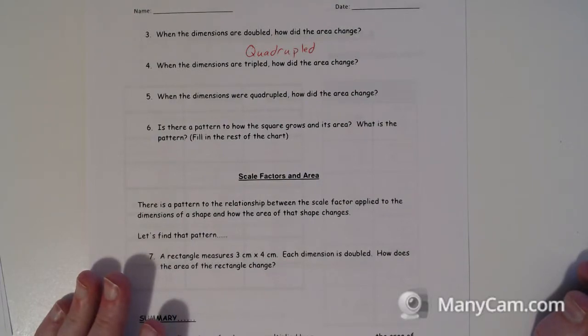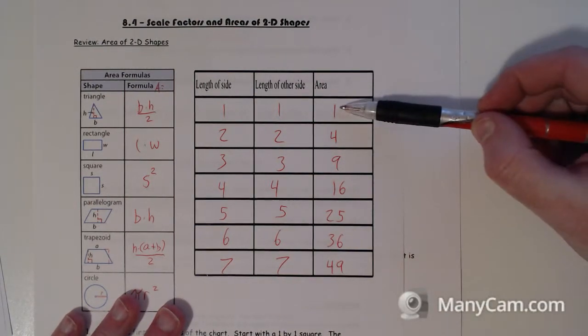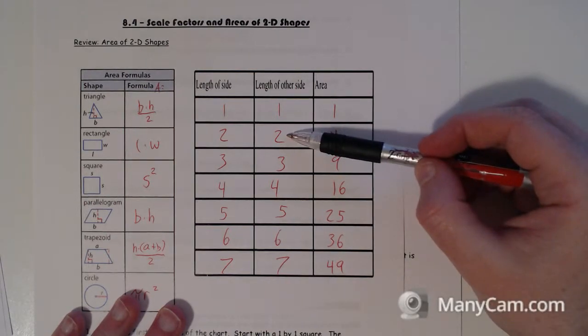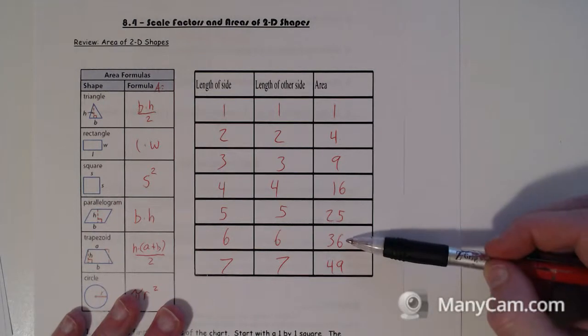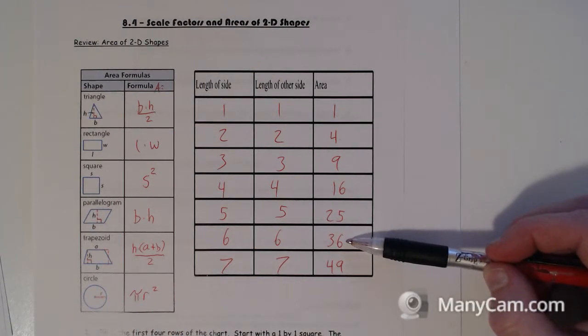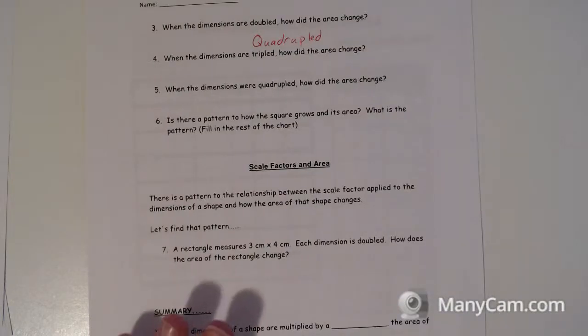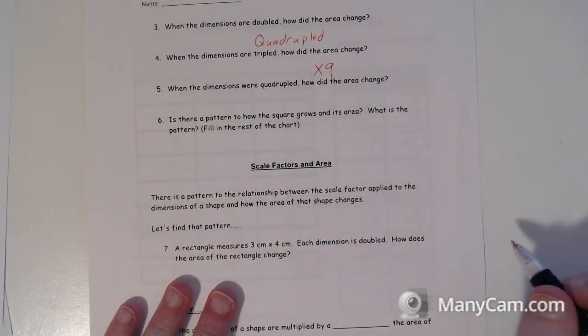When the dimensions are tripled, how did the area change? So tripling it, going from 1 to 3, this time it was times 9. Let's try another one. From 2, let's triple that. That should be 6. Goes 4 to 36. How much bigger is that? Well, I do 36 divided by 4. That is 9 times bigger as well. So when you triple the dimensions, you're actually timesing it by 9.